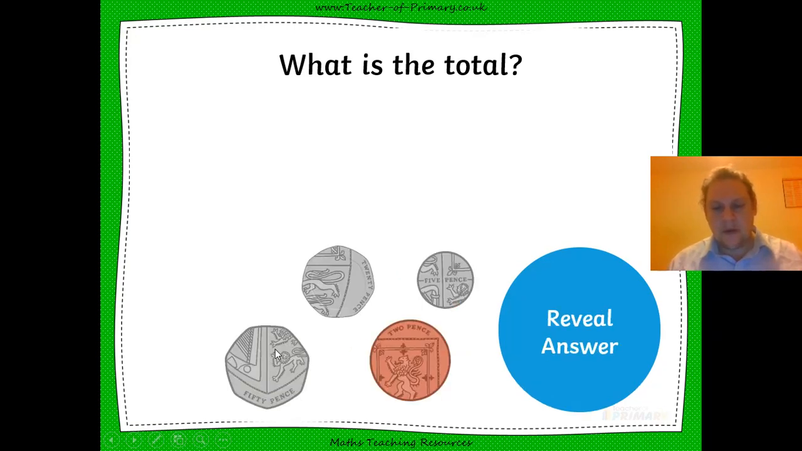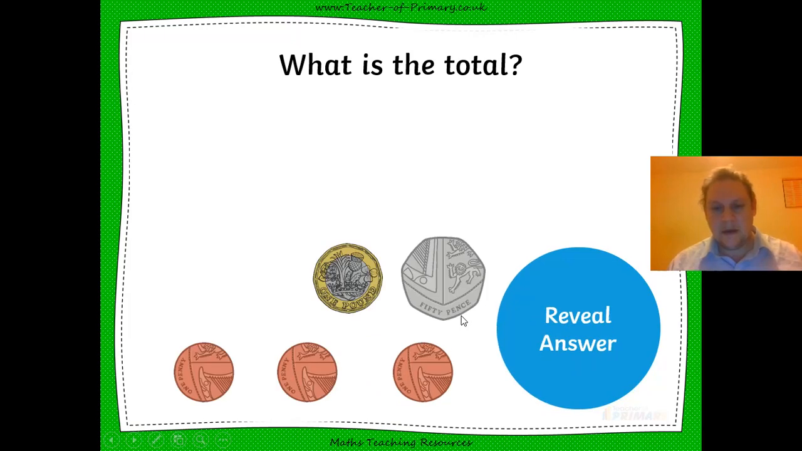Right, what have we got here? Tally these up yourself. See if you can beat me to do it. Okay, right, here we go. 50 pence plus the 20 pence. We've got 50, 60, 70. So we're up to 70 pence here. Then we add on the 5. We've got 75. And then add on the 2. 75, 76, 77 pence.